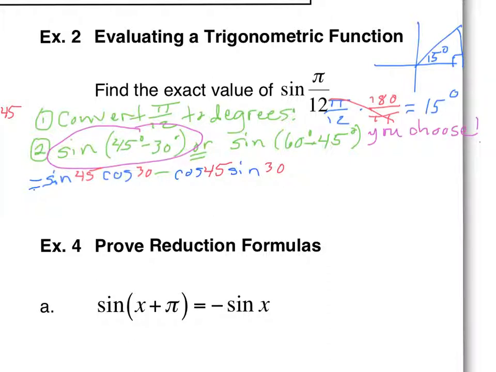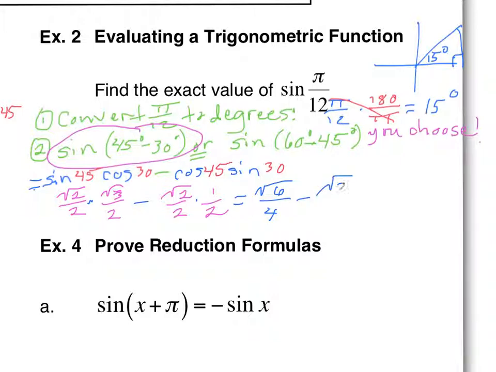So from here, we're just going to substitute. What is the sine of 45? From above, it's rad 2 over 2 times, what's the cosine of 30? Rad 3 over 2, and then minus cosine of 45, rad 2 over 2, times the sine of 30, 1 over 2. And then we're just going to perform the math. So rad 2 times rad 3 is radical 6. 2 times 2 is 4, minus rad 2 times 1 is rad 2. 2 times 2 is 4. Because they're over the same denominator, you can combine them as one fraction.